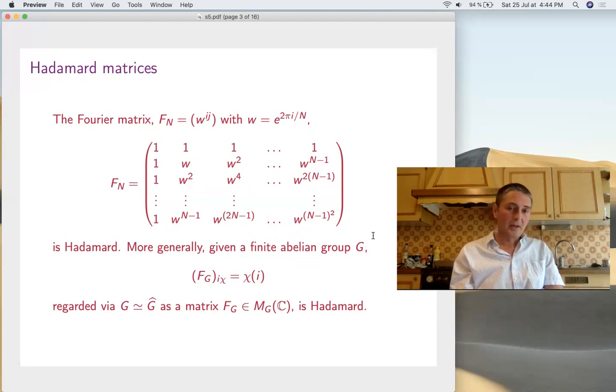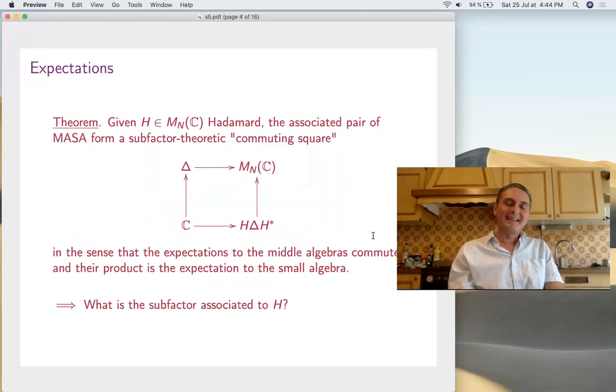More generally, if you take any finite abelian group, not necessarily cyclic, you just take the Fourier coupling between G and its dual, regarded as a square matrix because G is isomorphic to the dual, right? And this is Hadamard. So of course, many other examples, but somehow the idea is that these are Fourier matrices of a very general type. Now, let's go back to these MASA. So these are delta and delta rotated by a Hadamard matrix.